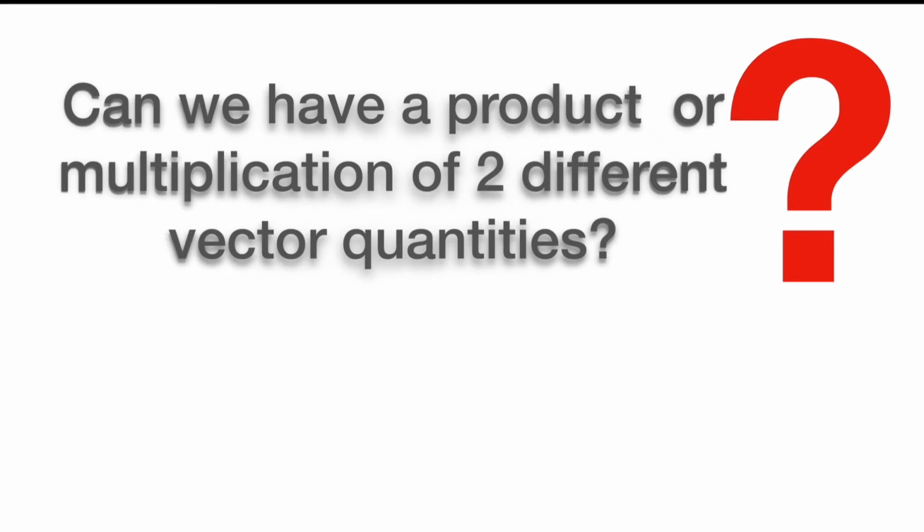Then the answer is yes. There are two types of result when you have a product of two vector quantities, the scalar or a vector. These two different types of results are because of two different types of product or multiplication of vector quantities. One is known as dot product. For example, the force dot product with the displacement vector gives you the result as a scalar quantity known as work done.